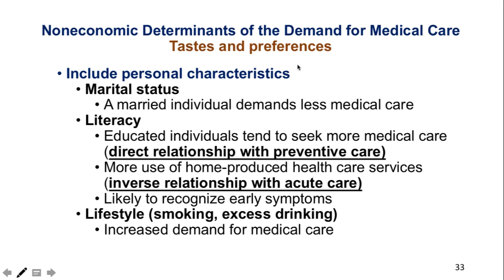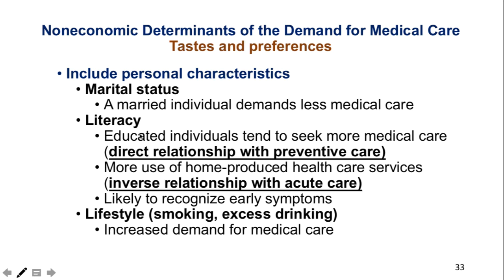These include factors such as marital status. A study shows that a married individual demands less medical care. At least we can say that, for example, they need a shorter length of stay in the hospital, because they have somebody to take care of them at home. So they stay shorter in the hospital.